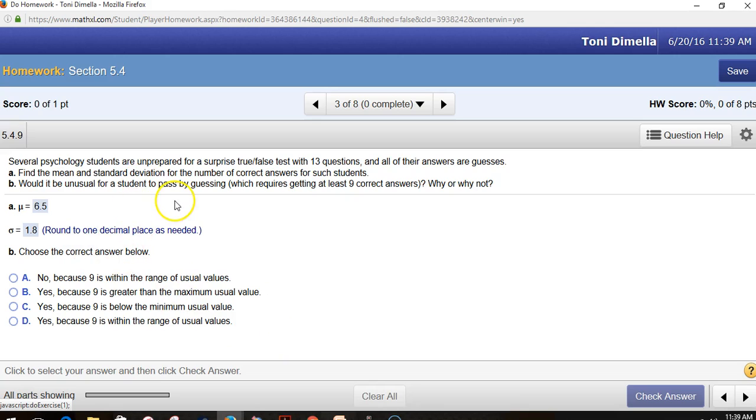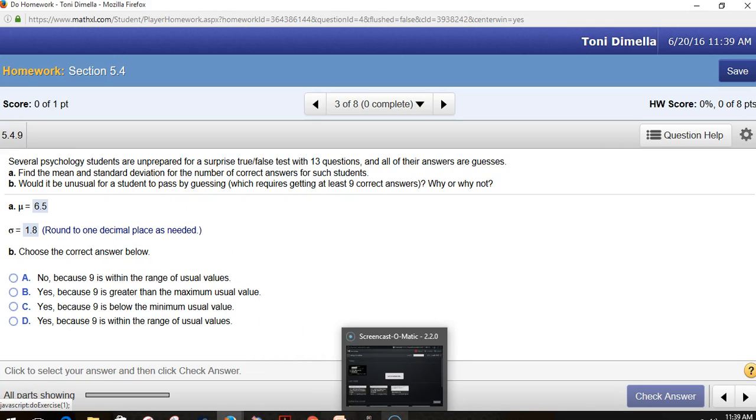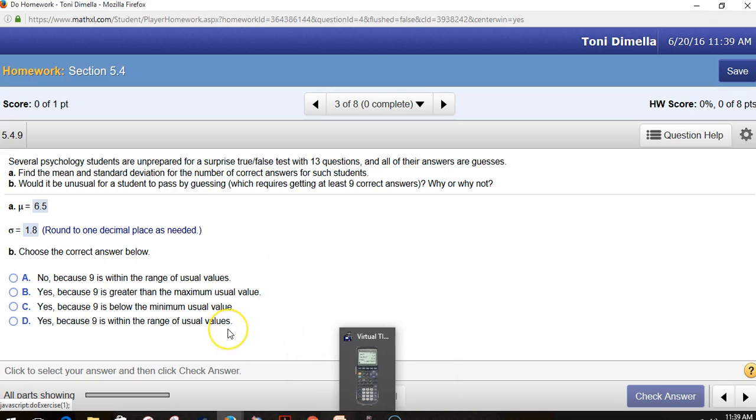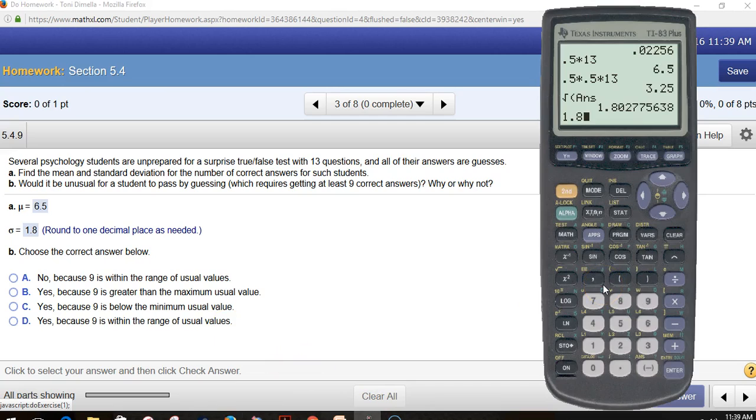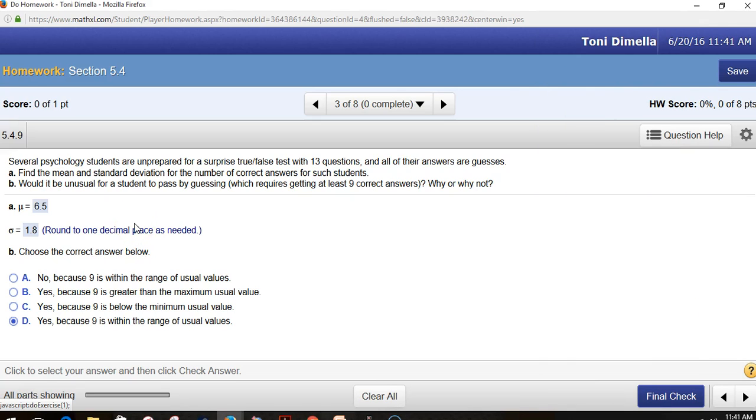Would it be unusual for a student to pass by guessing? Well, let's find out. 9 is considered passing. So 1.8 times 2, let's add that on to my mean of 6.5. All right, so 9's in the high end. If I subtract that off, well, I guess I need to do it this way. It's a 2.9. So 9 is in the range of usual values.